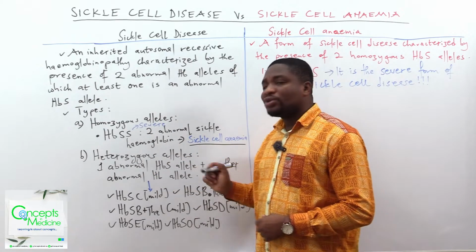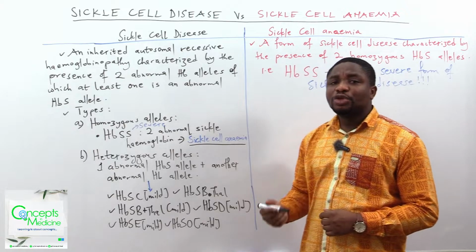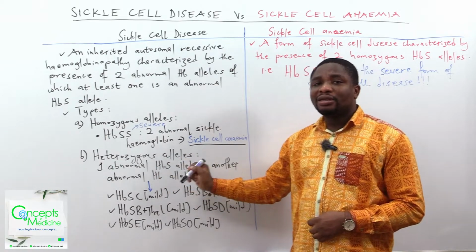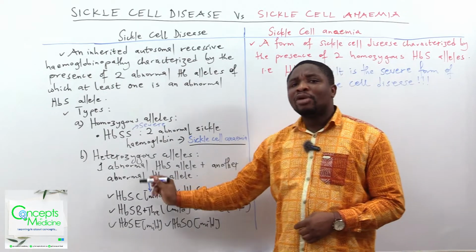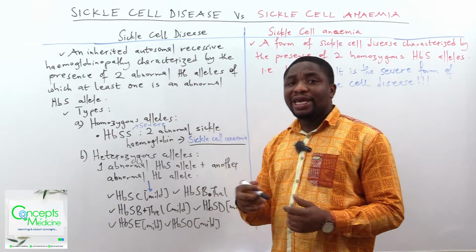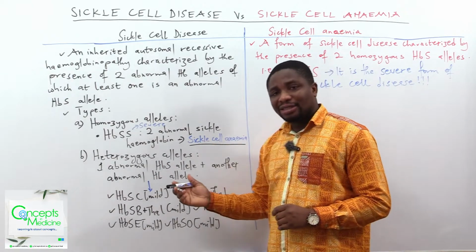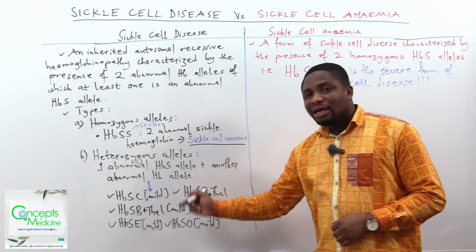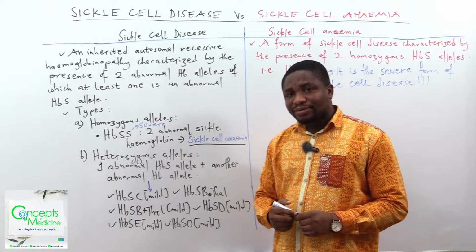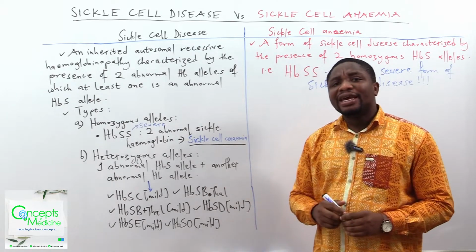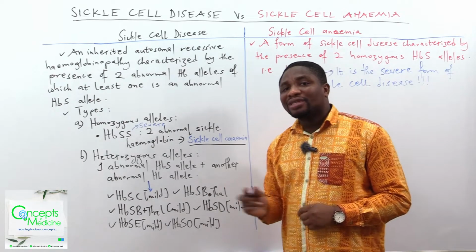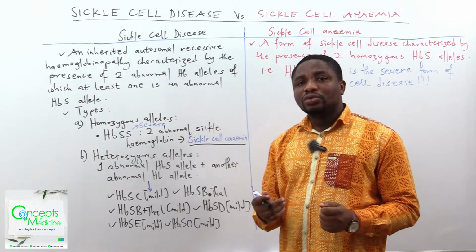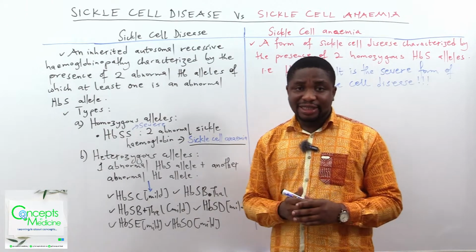Then for the heterozygous, it means there is going to be one abnormal HBS allele, that's a sickle hemoglobin allele, plus another abnormal HB allele, which could be any. The examples would be HBSC, which has a mild presentation, and HBS beta null thalassemia, which, if care is not taken, can progress to severe disease.